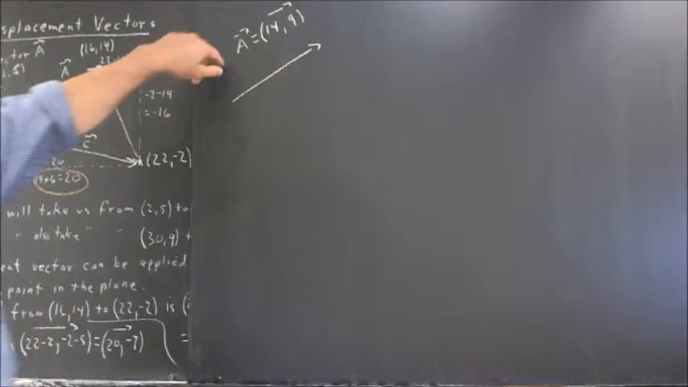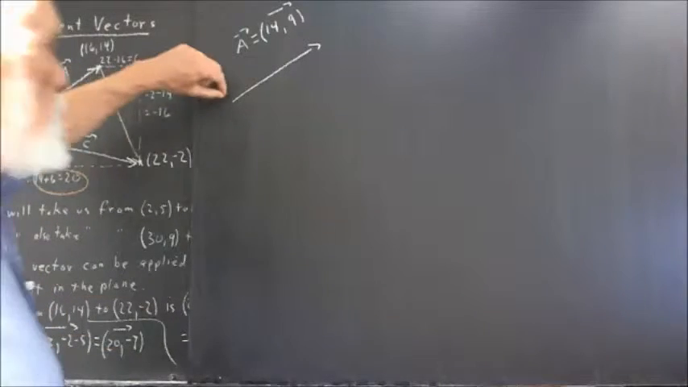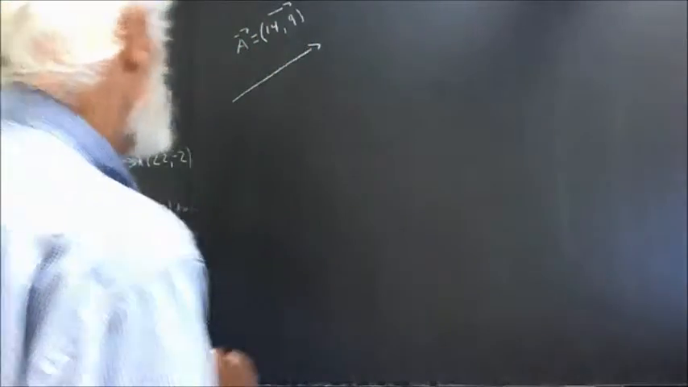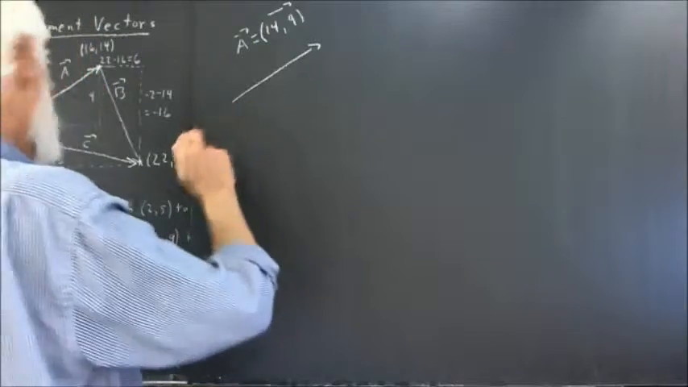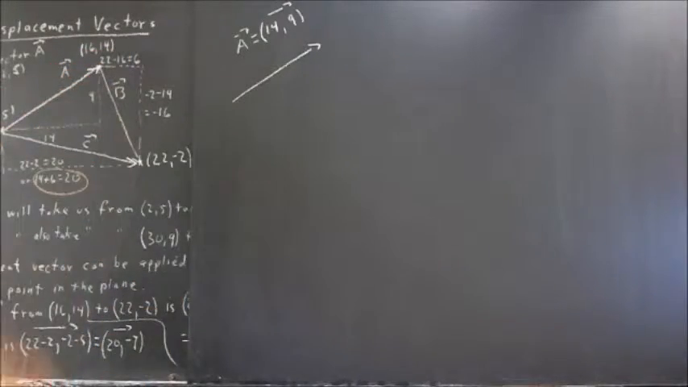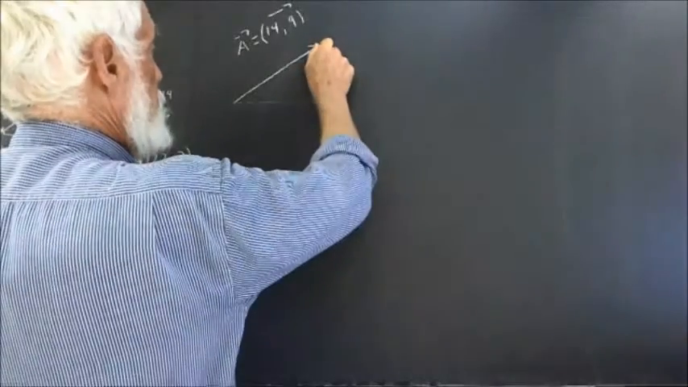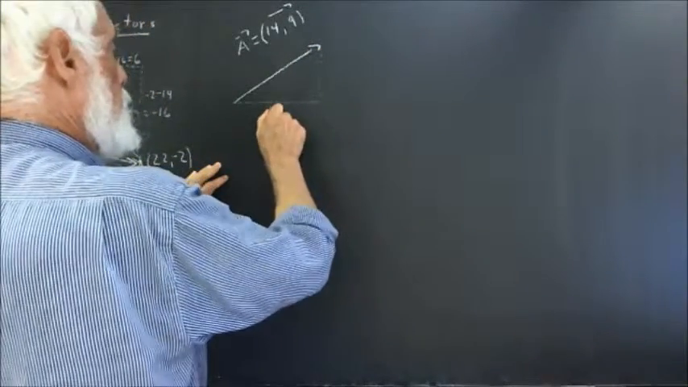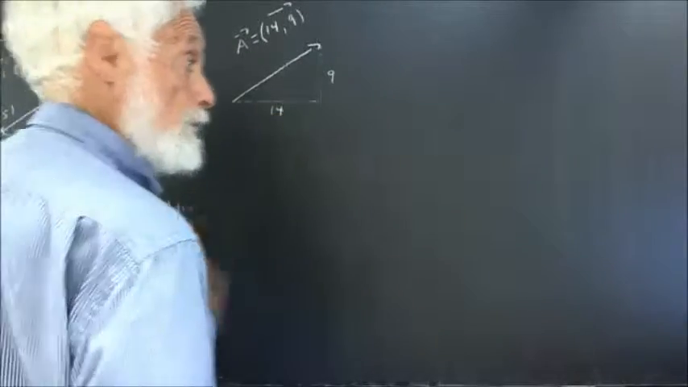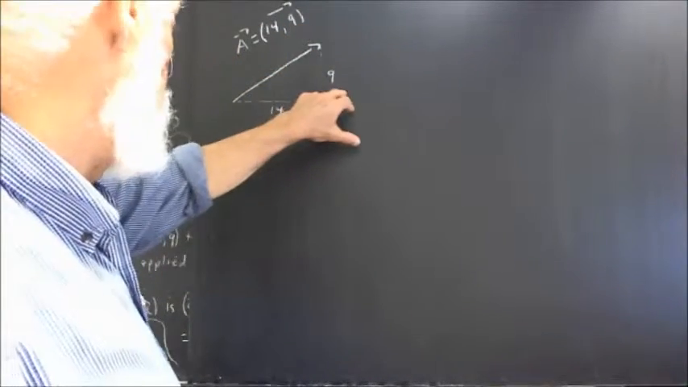Okay, now let's let A be 14, 9, the vector that we obtained previously, and let's calculate its length and its direction. Now, its length is just going to be how far it is from this point to this point. We don't have to know the initial or the terminal point. We simply know that if we go in the x direction, we have to go 14 units before turning at a right angle and going 9 units in the y direction. So this forms a right triangle with legs of 14 and 9.